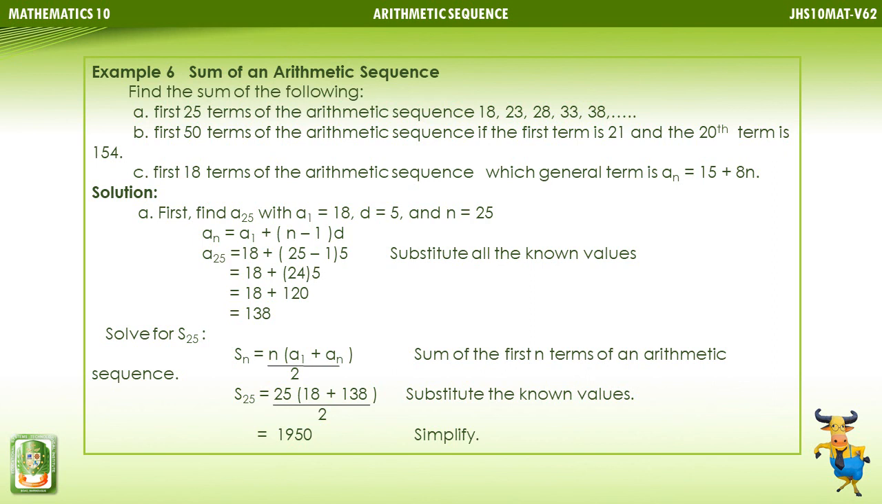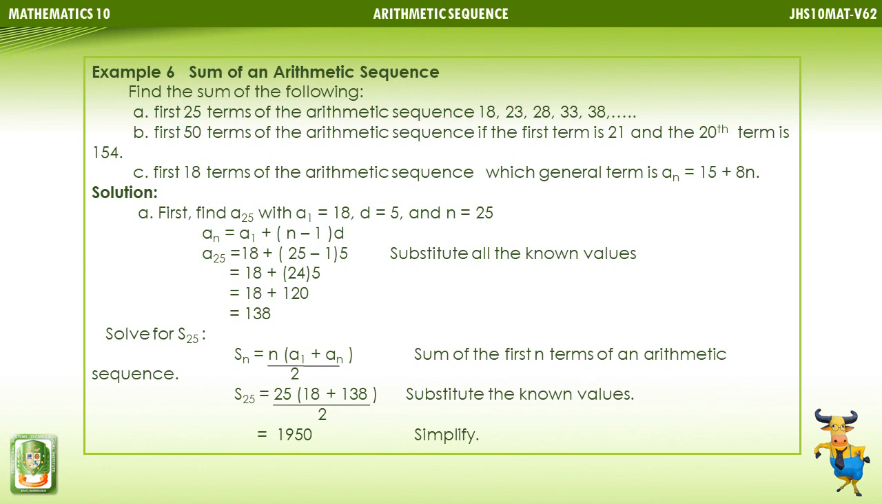Solution. A. First, find A sub 25 with A sub 1 equals 18, d equals 5, and n equals 25. Substitute all the known values. A sub n equals A sub 1 plus n minus 1 times d. A sub 25 equals 18 plus 25 minus 1 times 5 equals 18 plus 24 times 5 equals 18 plus 120 equals 138. Solve for S sub 25.